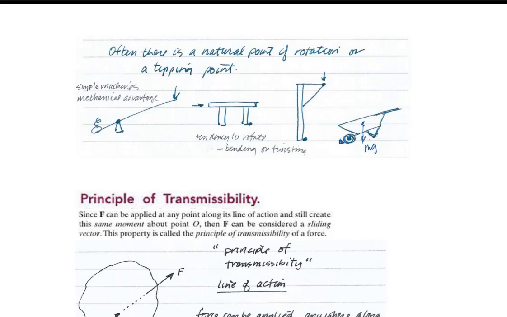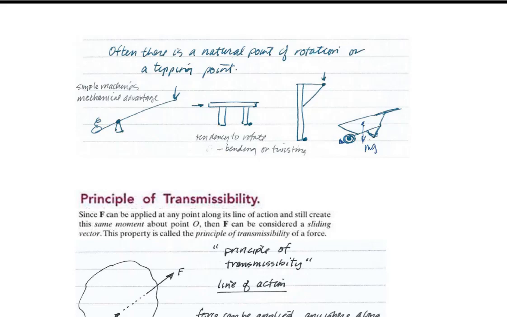Now, very often the point of rotation is a natural point of rotation or a tipping point. For example, we already talked about a force trying to lift up a rock. It could be a teeter-totter or something where it's pretty obvious that will be the fulcrum or the point of rotation. If you're trying to tip a table over, it would make sense that it would rotate about this point over here, not about this point as it rotates.